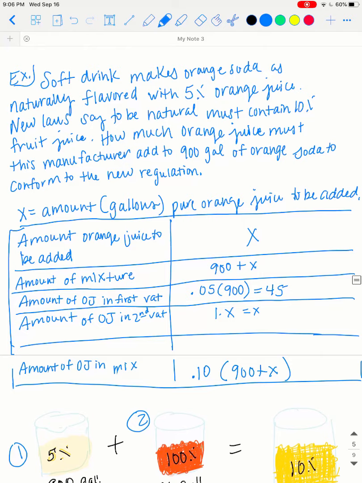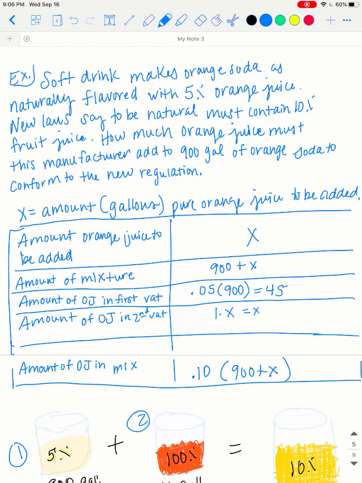A soft drink company makes orange soda, and they claim that it's naturally flavored with 5% orange juice. But then a new law is released that says in order to be natural orange juice, you have to have 10% fruit juice. So we need to figure out how much orange juice the company has to add to 900 gallons of orange soda to conform to these new regulations.